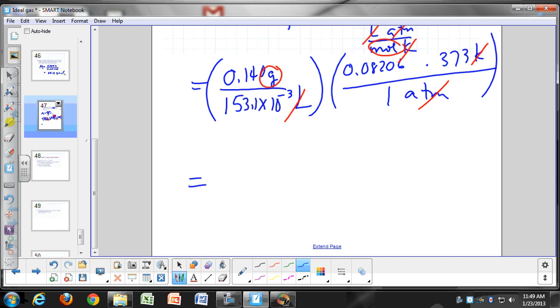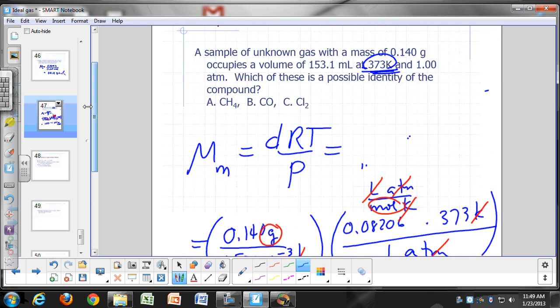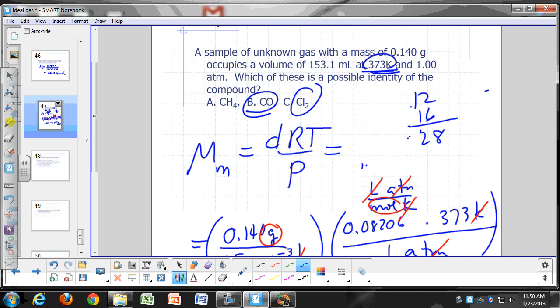Answer? What's the answer? 27.99. So 3 sig figs, so 28.0 grams per mole. So to answer this question, which could it be? Carbon monoxide, right? Carbon's 12, oxygen 16, that's about 28. Cl2 would have a molar mass of 71, and CH4 is 12 plus 4, 16 grams per mole. So the answer is B.